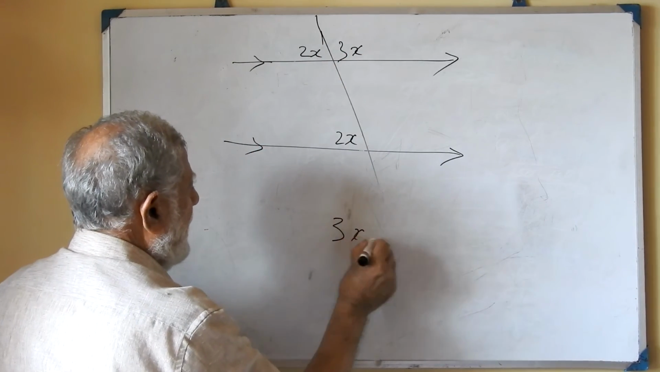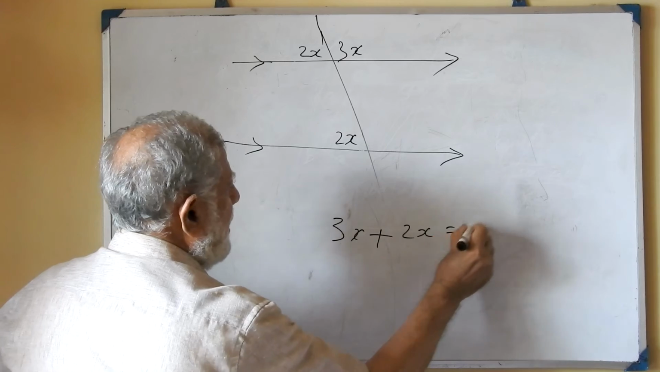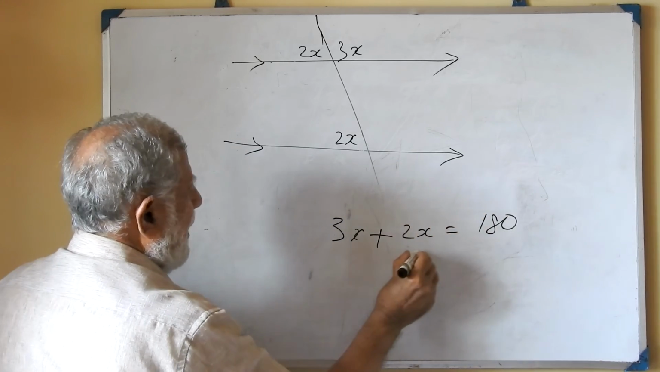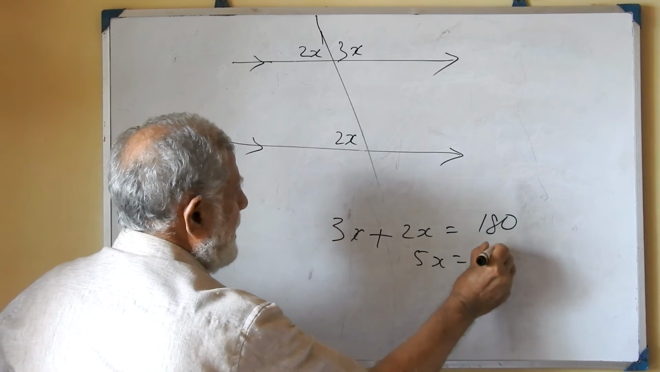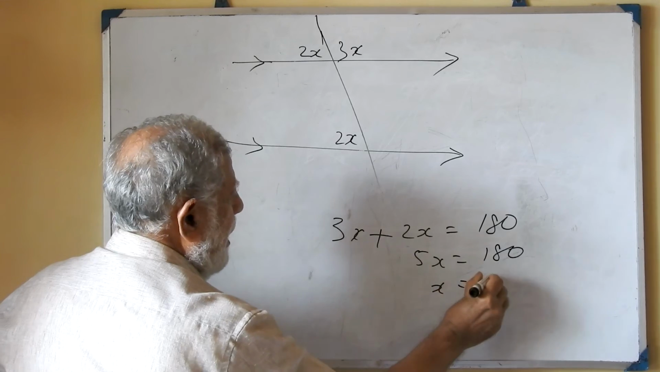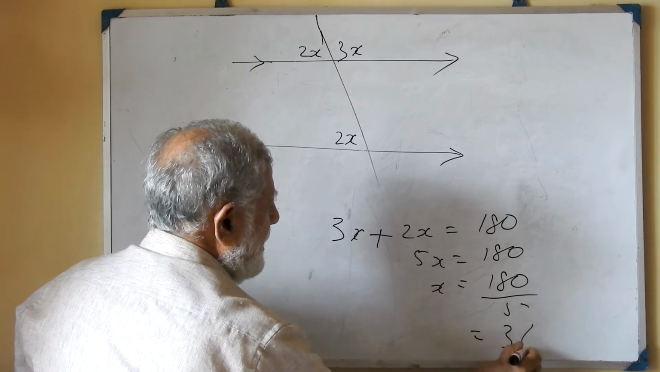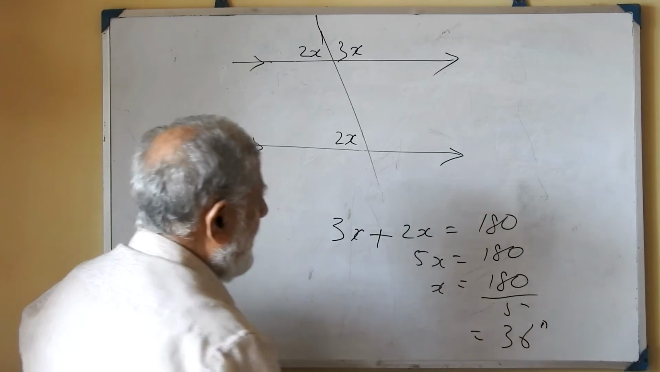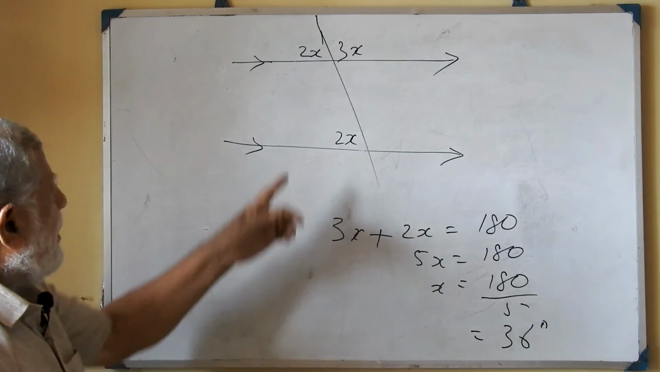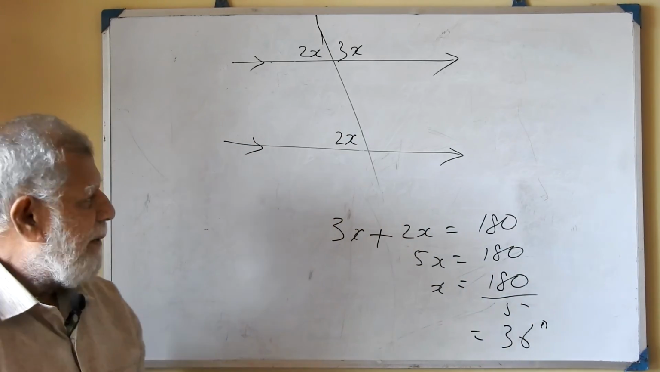So we use that rule. 5x equals 180 degrees. Therefore x is equal to 180 divided by 5, that is equal to 36 degrees. So x equals 36 degrees. So 2x will be 72, and like that you go on finding the angles.